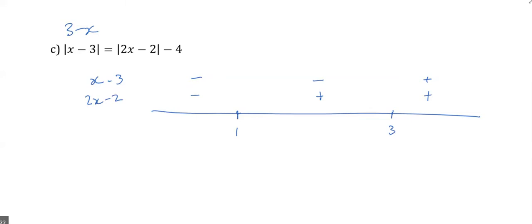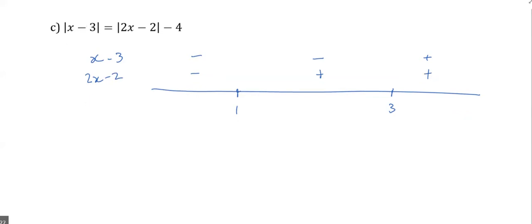Okay. So this is the case where x is less than 1. They're both negative, so negative x minus 3 equals negative 2x minus 2 minus 4. This is where 1 is less than or equal to x, which is less than 3. X greater than or equal to 3.